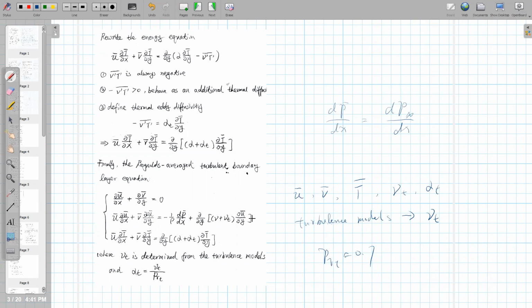If you're interested, you can even write your own CFD code to do this. But in this class we won't talk too much about how to solve these equations numerically. We try to find some analytical or empirical way to describe the hydraulic and thermal behavior in the turbulent boundary layer.